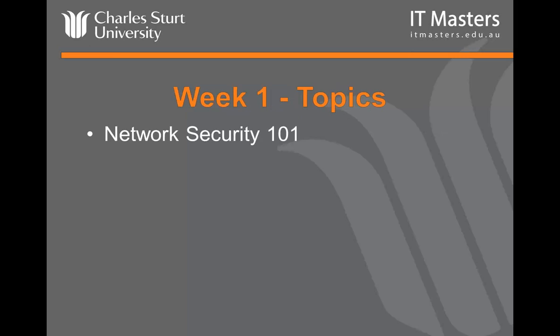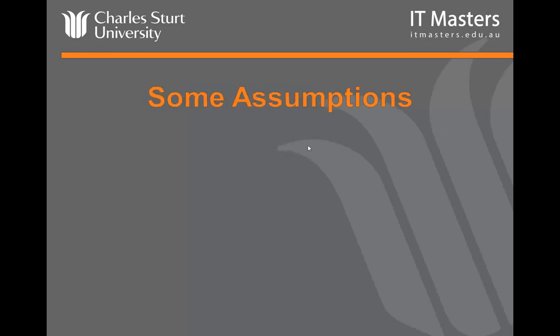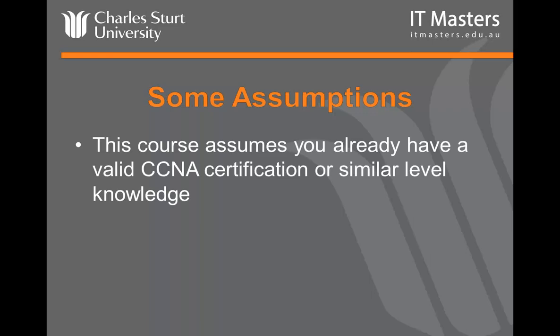Week one topics. We're going to look at some Network Security 101, the basic guts of it, hardening Cisco iOS devices, so how to harden services, management access and best practices, all rolled into one. Now I've got to say there are some assumptions that we need to make at this point in time. One is that you already have, well, not necessarily a valid CCNA certification, but a similar level of knowledge, okay, because we're not going to be doing any routing and switching. We're not going to be doing any basic router or switch configuration. It's all specifically for security. And some of that will require you to have an understanding of routing and basic router setup and basic switch setup.